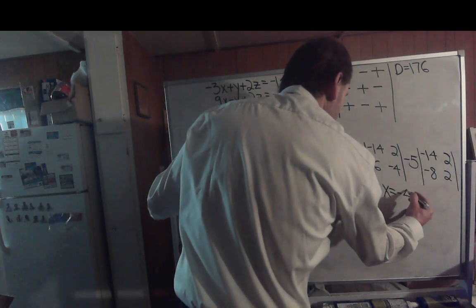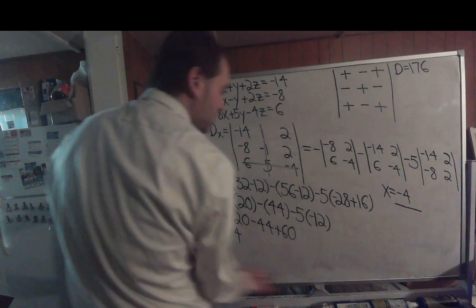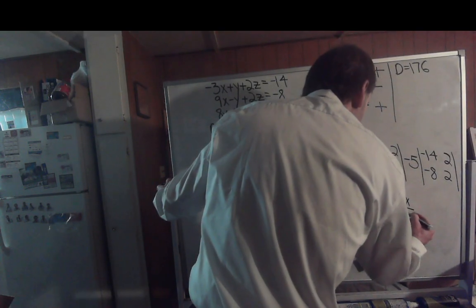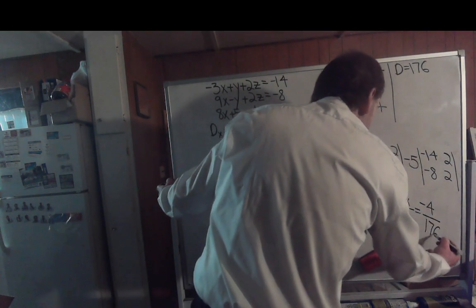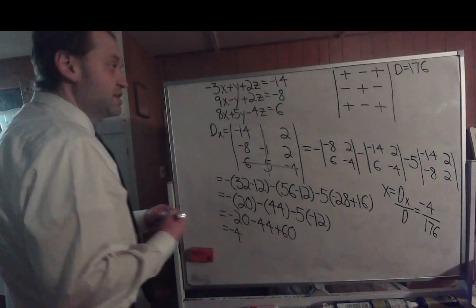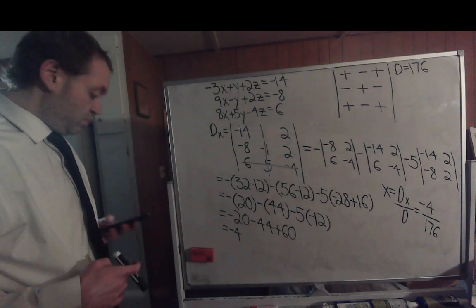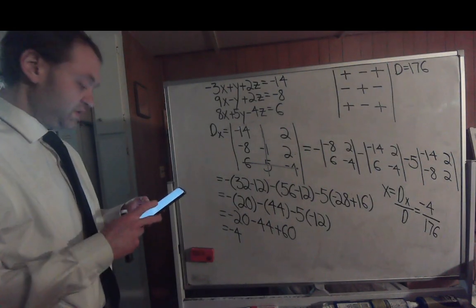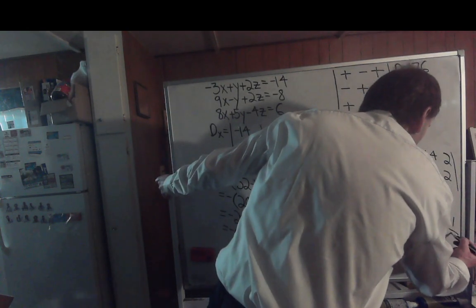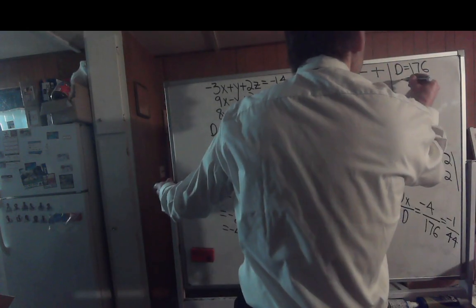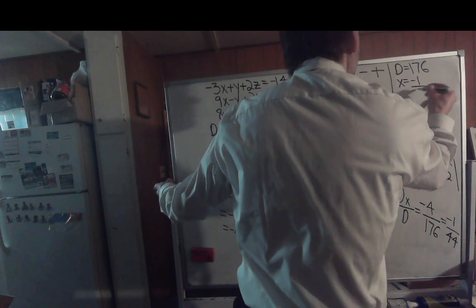So to solve for x, let me write out the steps first. Take your d sub x over your d, which gives you negative 4 over 176. Let's figure out what that is. I know it's going to be a fraction, but what is it exactly when it's reduced? Okay, so x would end up being equal to negative 1/44. So x has a value of negative 1/44.